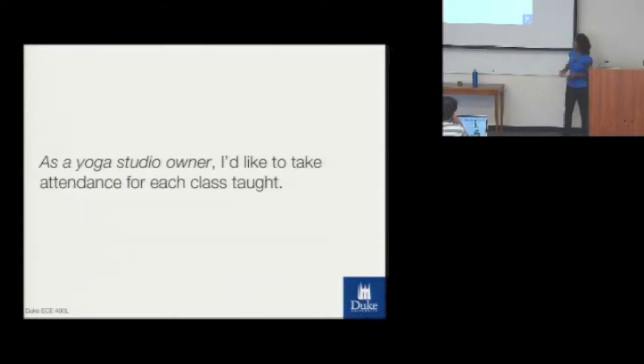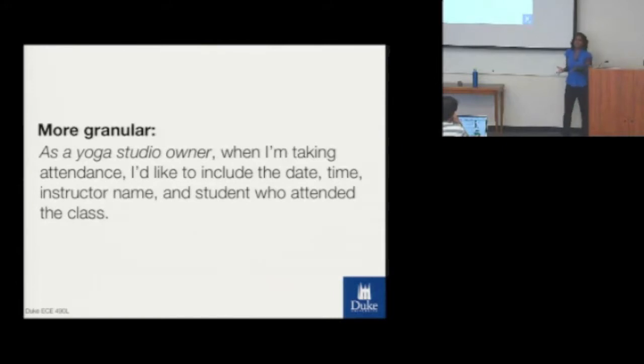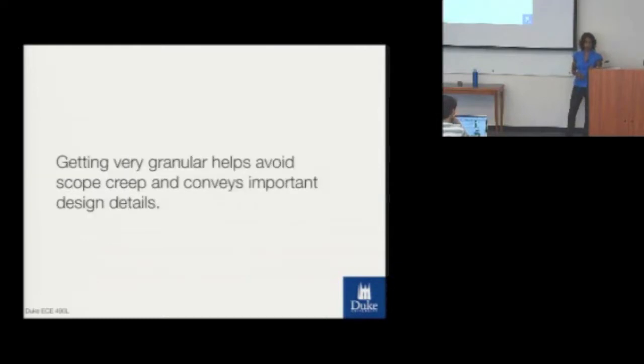Okay, same thing again. I'd like to take attendance for each class taught, but what's the data we need to include? Well, we need to know the date, the time, the instructor, and which student attended the class. Okay? And only if we take all of this will it then make any sense later on for doing reporting, for figuring out who's expired.